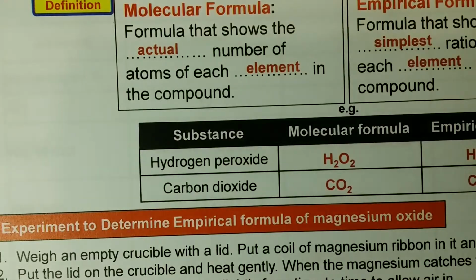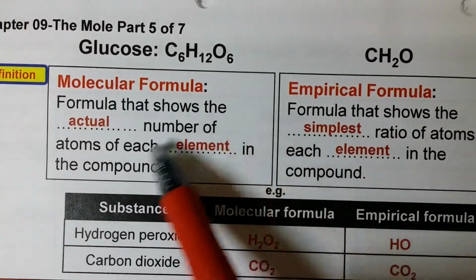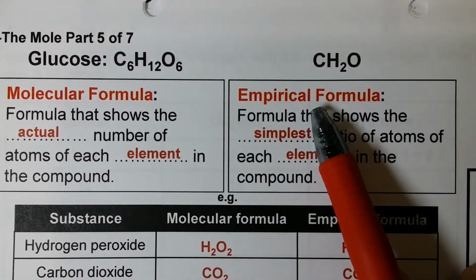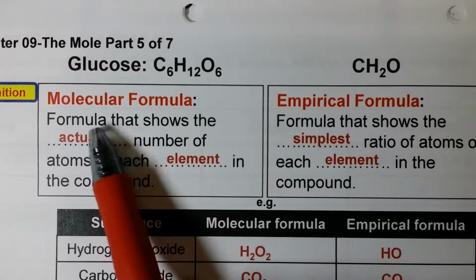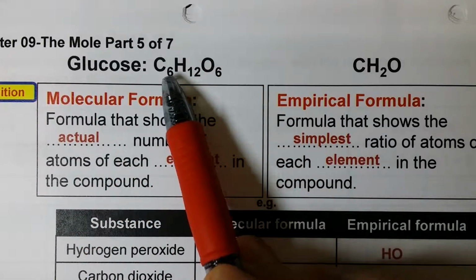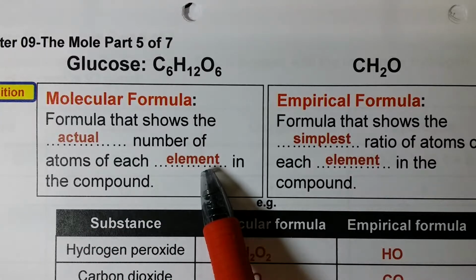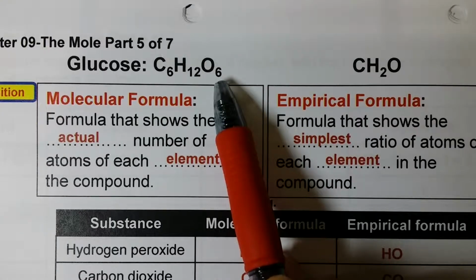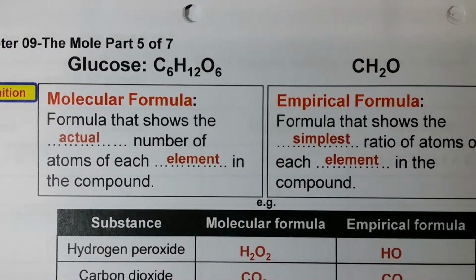Okay, the next thing is molecular formula and empirical formula. So this is a complete definition for molecular formula and empirical formula. Basically, empirical formula is the simplest formula. For example, this one, the molecular formula shows the actual number of atoms. The actual number of atoms in this case will be 6, 12, and 6. Actual number of atoms of what? Of each element. So that means 6 carbon, 12 hydrogen, 6 oxygen. So it shows the actual number of atoms of each element in the compound.